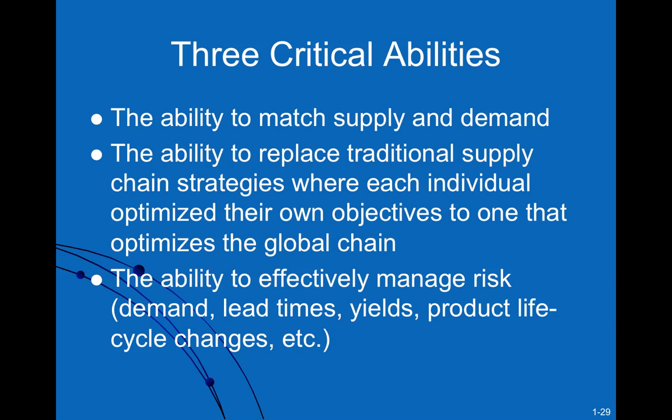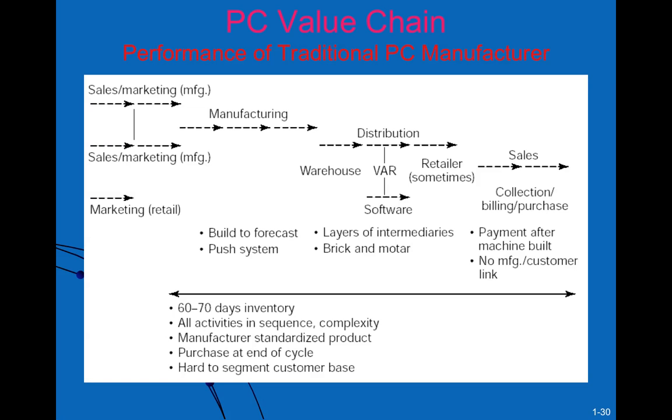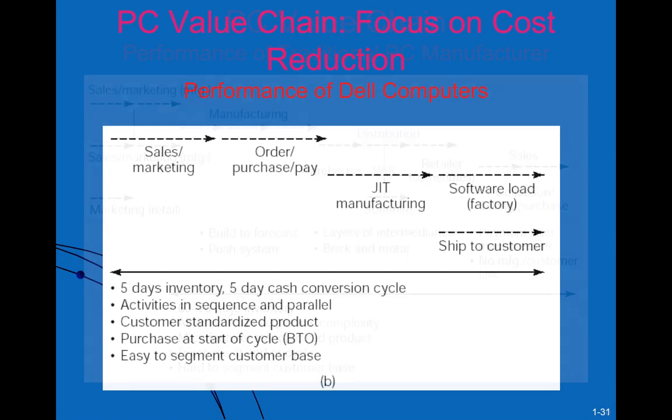The ability to replace traditional supply chain strategies, where each individual optimizes their own objectives, with one that optimizes the global chain. So much more collaboration and less individualism. It's going to be a tough one because trust becomes a big factor in that environment. And then the ability to effectively manage risk, demand, lead times, yields, product life cycle changes, and so on. So all of those things become quite important.